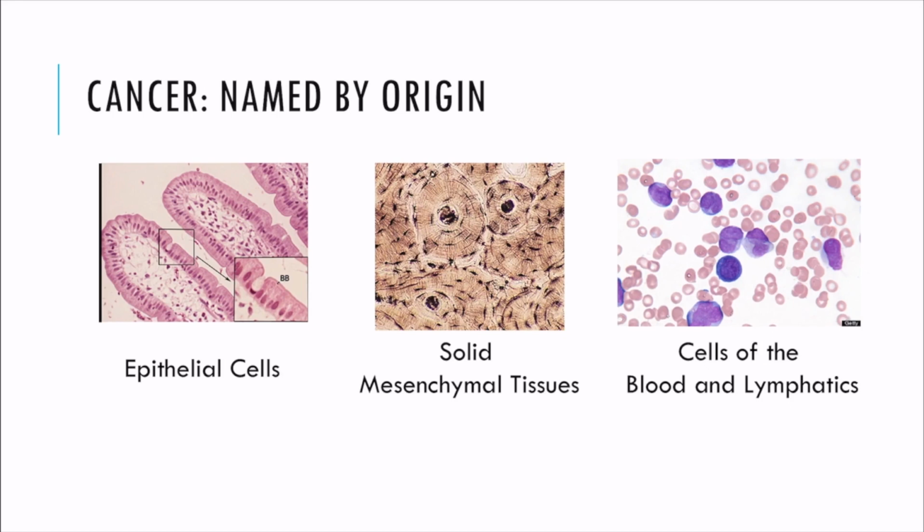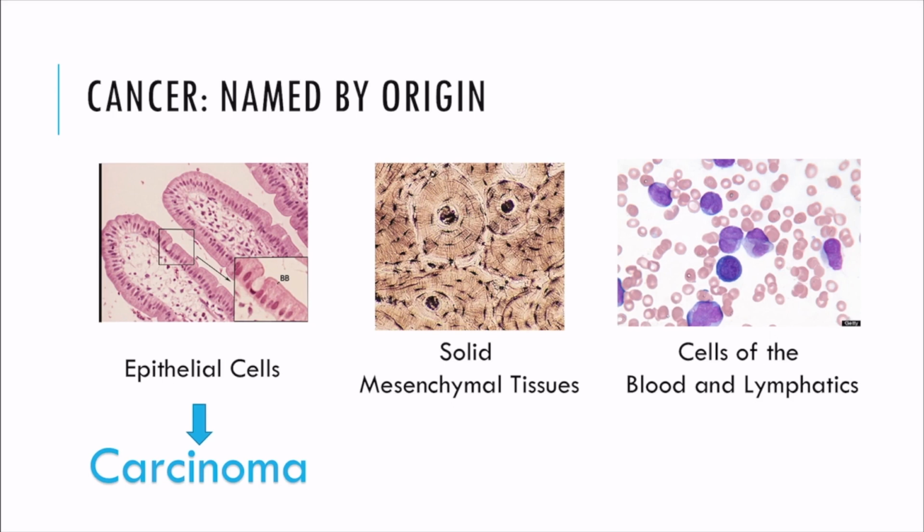So we mentioned that we put oma at the end when it's a benign tumor, but all tumors, including those that are cancer, are named by origin. So we're going to go through the three main cell types where cancer develops: epithelial cells, solid mesenchymal tissues, and then cells of the blood and lymphatics. So when your cancer originates from epithelial cells, it is called a carcinoma. This is by far the most common cancer. 80 to 90% of cancers are epithelial in origin.